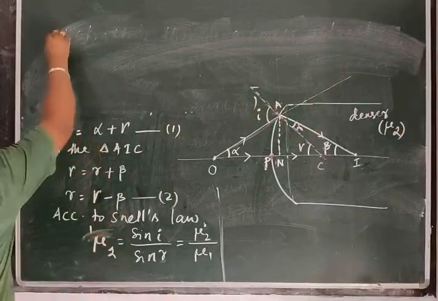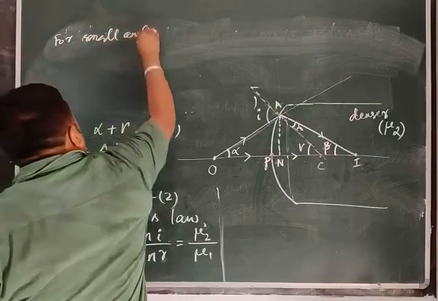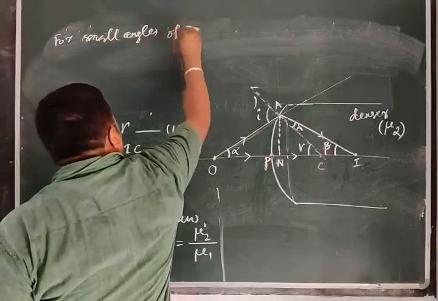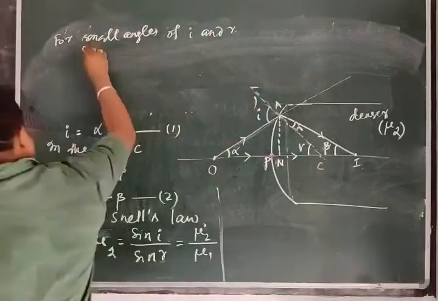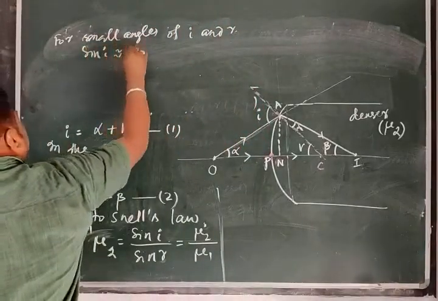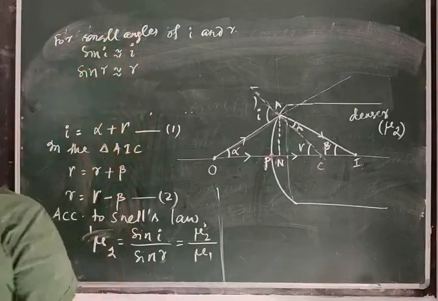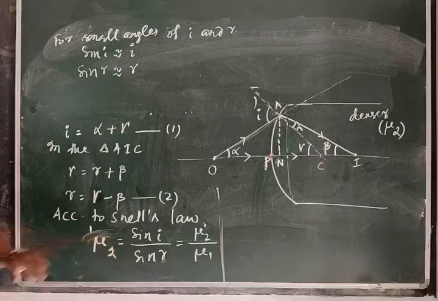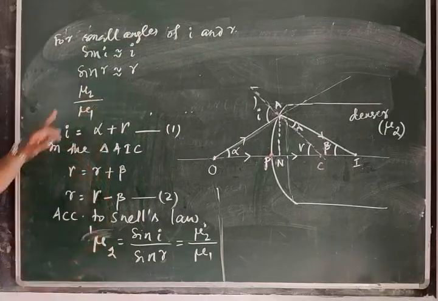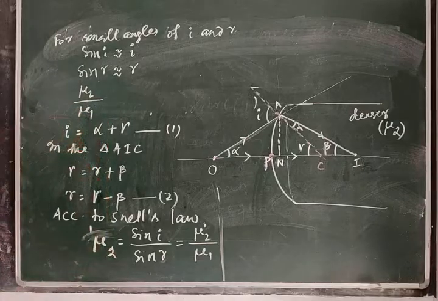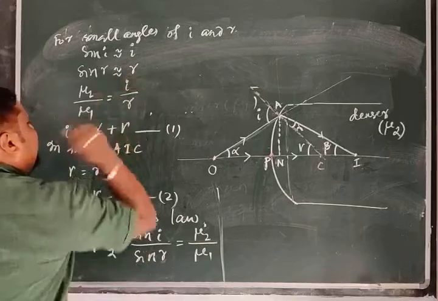For small angles of I and R, sin I is equal to the angle itself, and sin R is the angle itself R. So mu2 by mu1, the absolute refractive index of the denser medium by that of the rarer medium, is equal to sin I by sin R. Here I can take this as I by R.